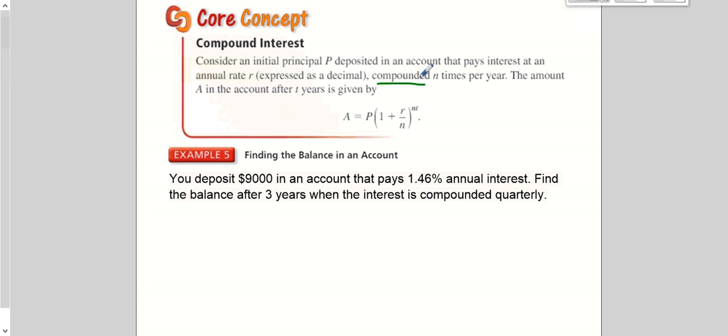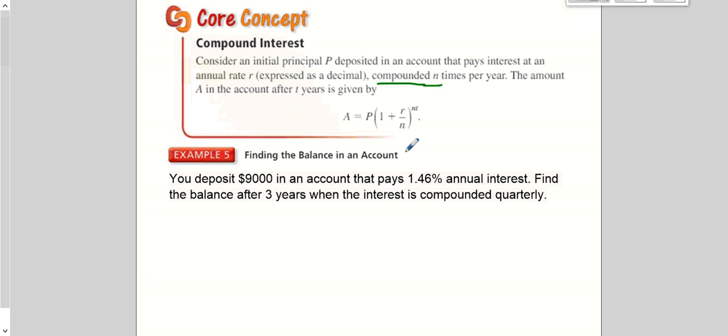So compounding interest, that's when they actually figure out the interest and deposit it into your account and give you that additional money. Often it's quarterly. Quarterly would be 4 times a year. It can also be monthly. That would be 12 times a year. So you have to figure out what your N is in these formulas.